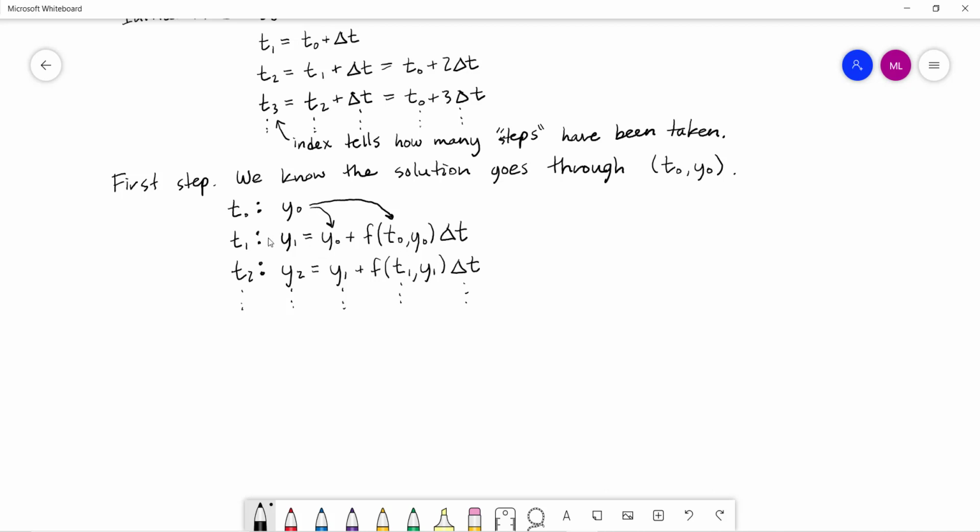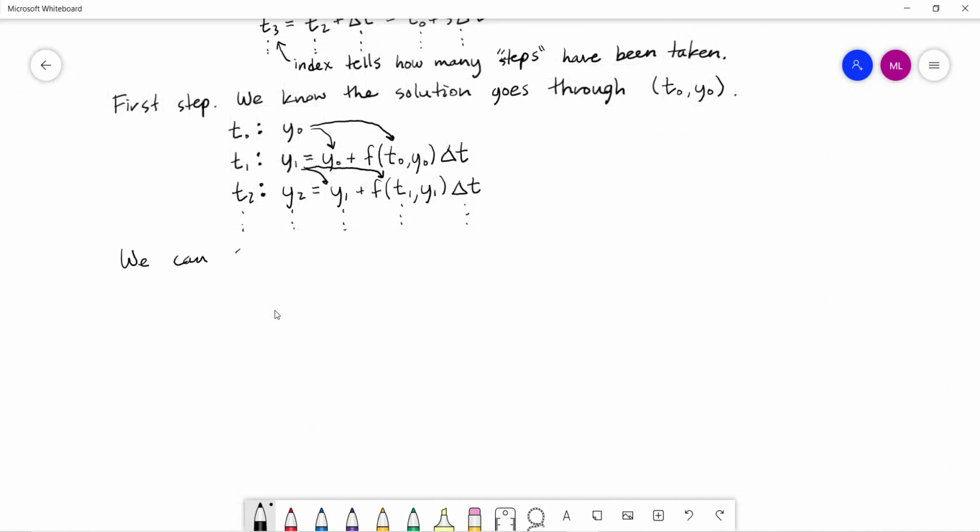Once I use those values to get my guess for y1, then I'll use the values of y1 to plug in here and over there. And I'll use that guess to formulate my next guess for y2. Once I have y2, I would then implement those in this position and this position to get y3, and just repeat this over and over.